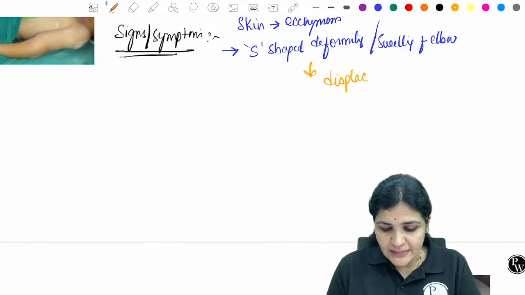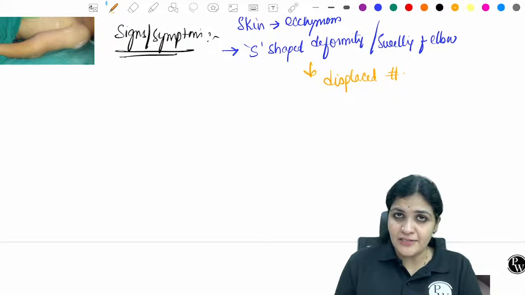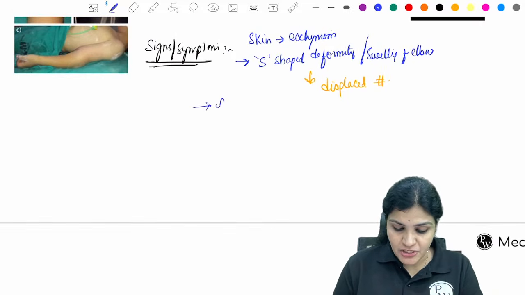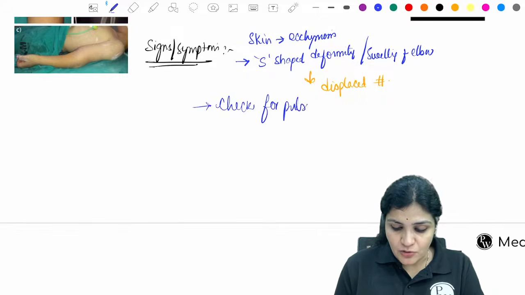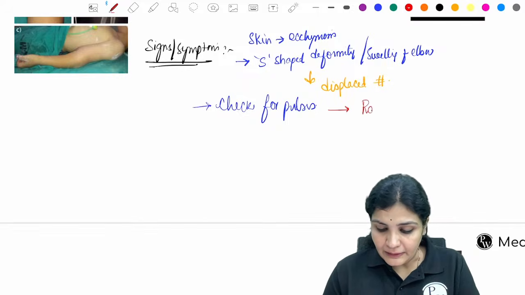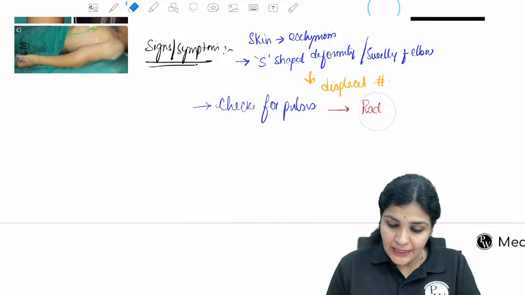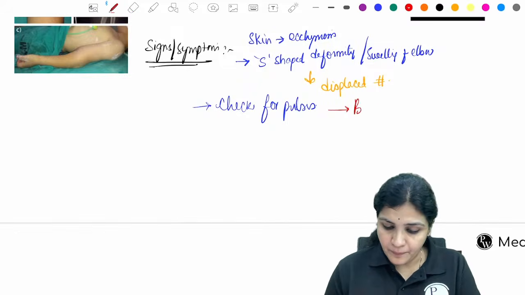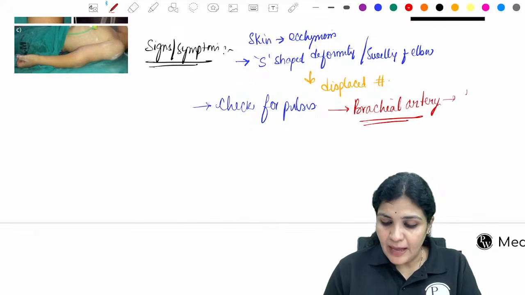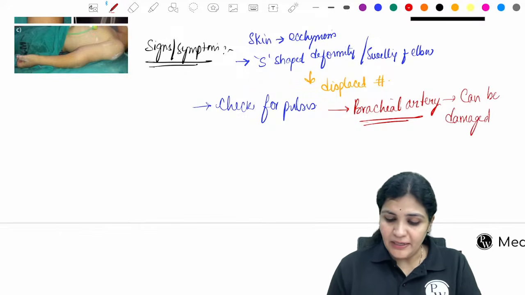Then you can say it is a displaced fracture, right? So it is a displaced fracture. And then the most important thing you have to do is check for the pulses. You have to check for the pulses. So why are pulses very, very important? Because the brachial artery can be damaged in case of supracondylar fractures. So why can the brachial artery be damaged?